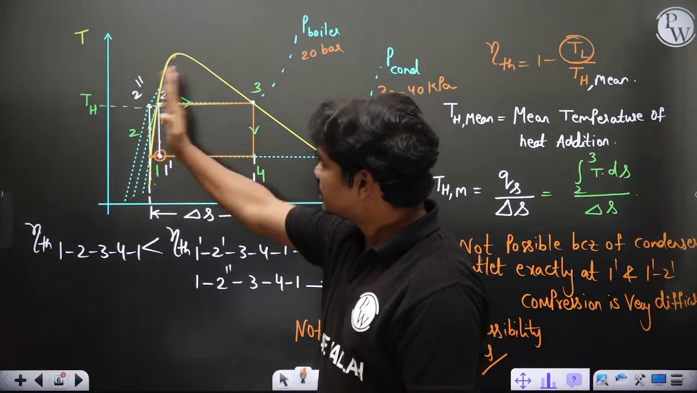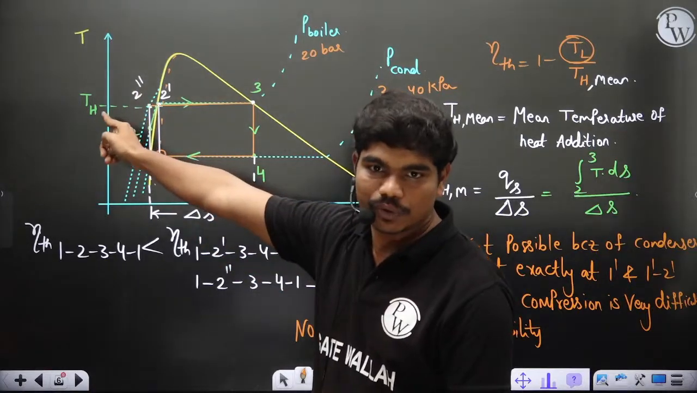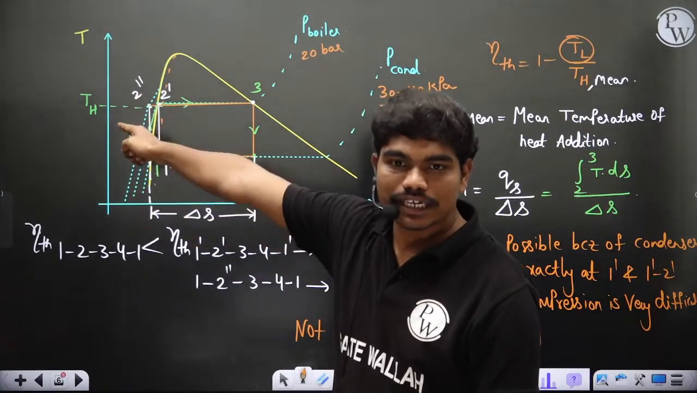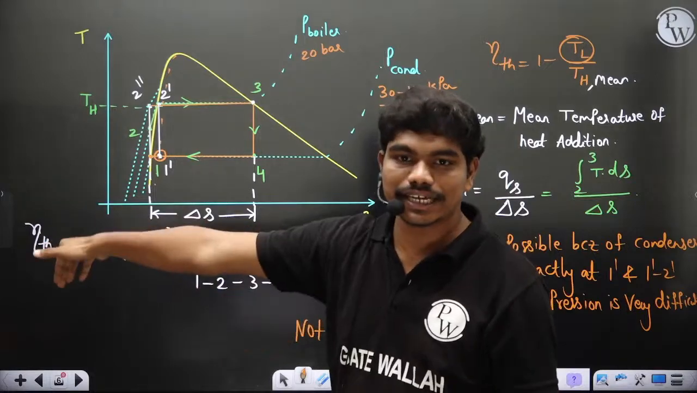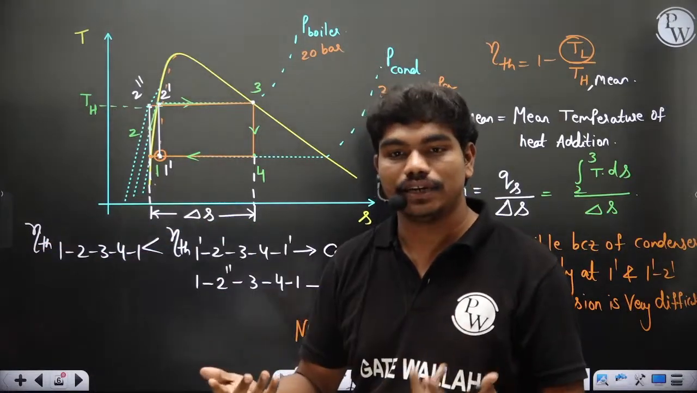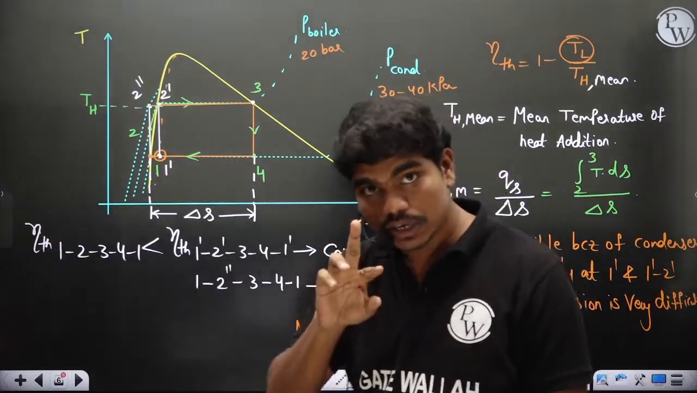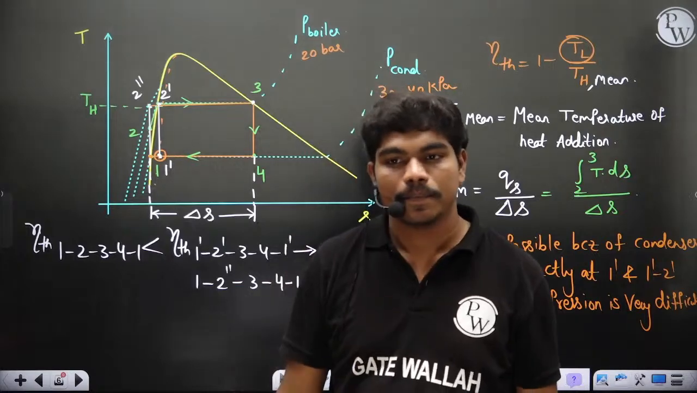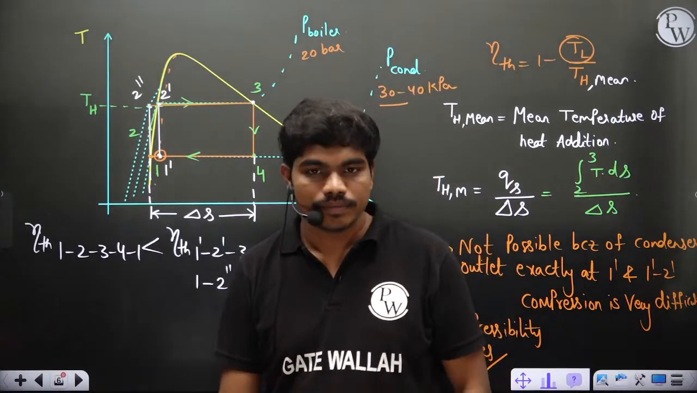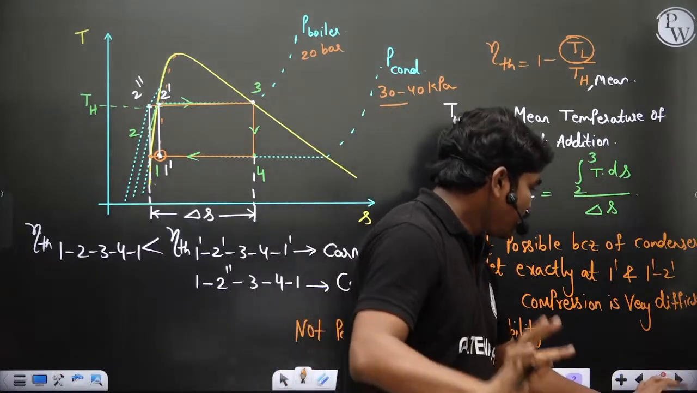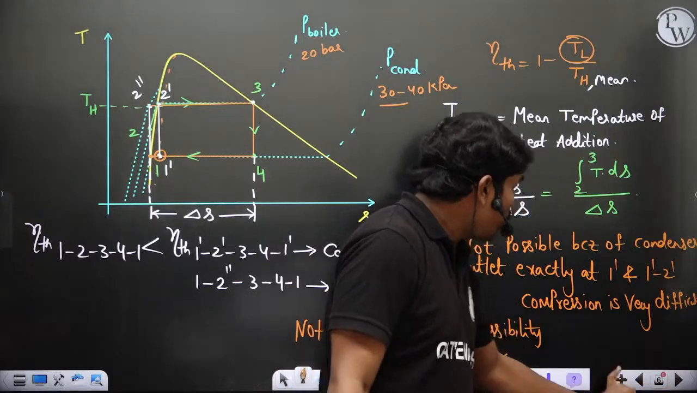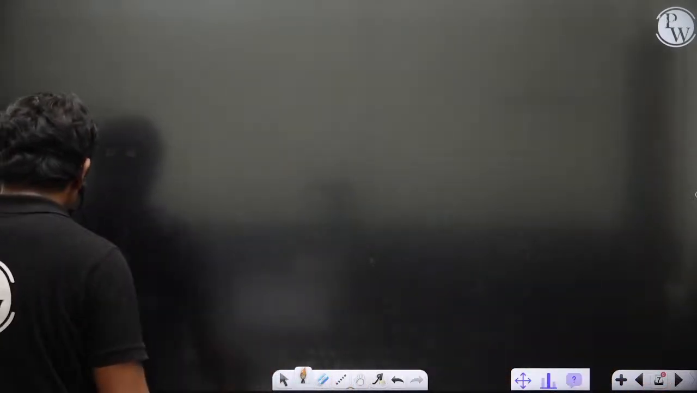But then they'll ask you this case, 1-2 double dash case. They'll ask you that the 1-2 double dash case is having more area than the actual Rankine cycle, so your net work output will increase actually, okay? Then why are you not going for it? This is how they'll twist the questions. Understood? Clear?